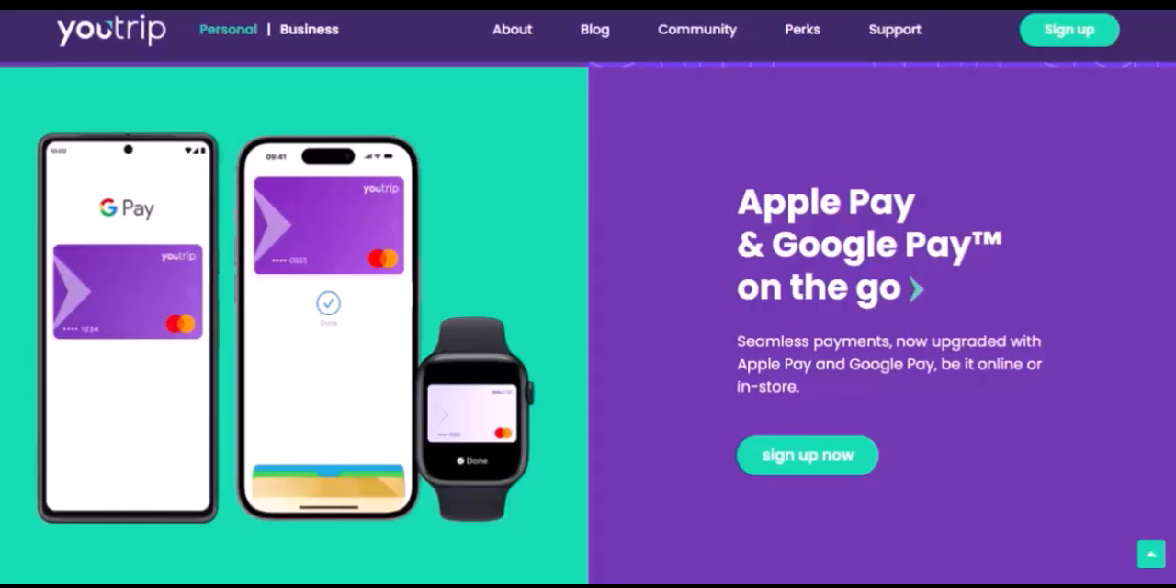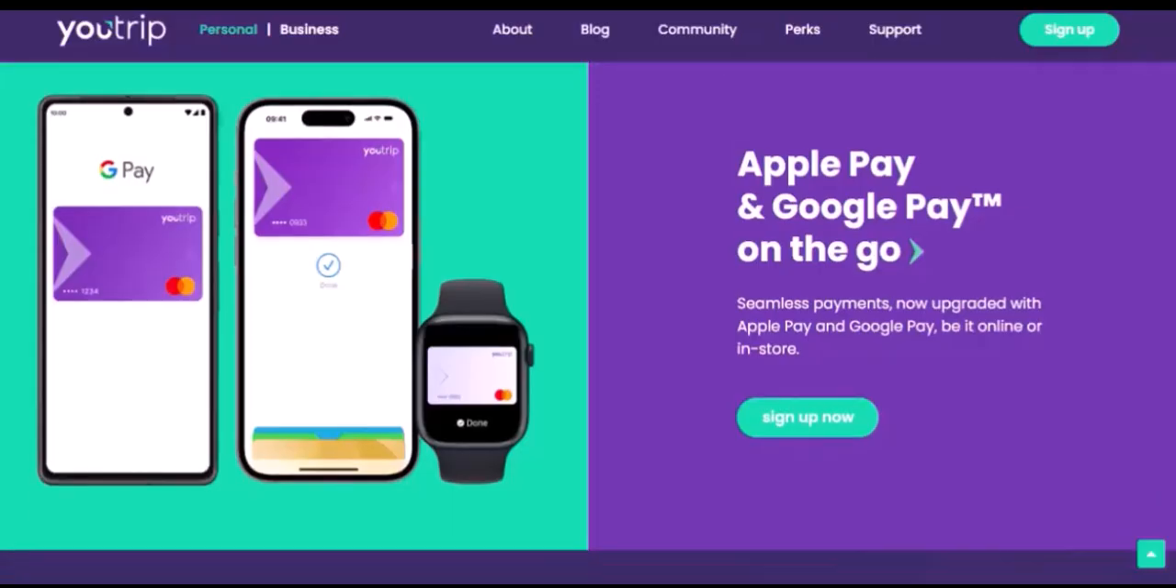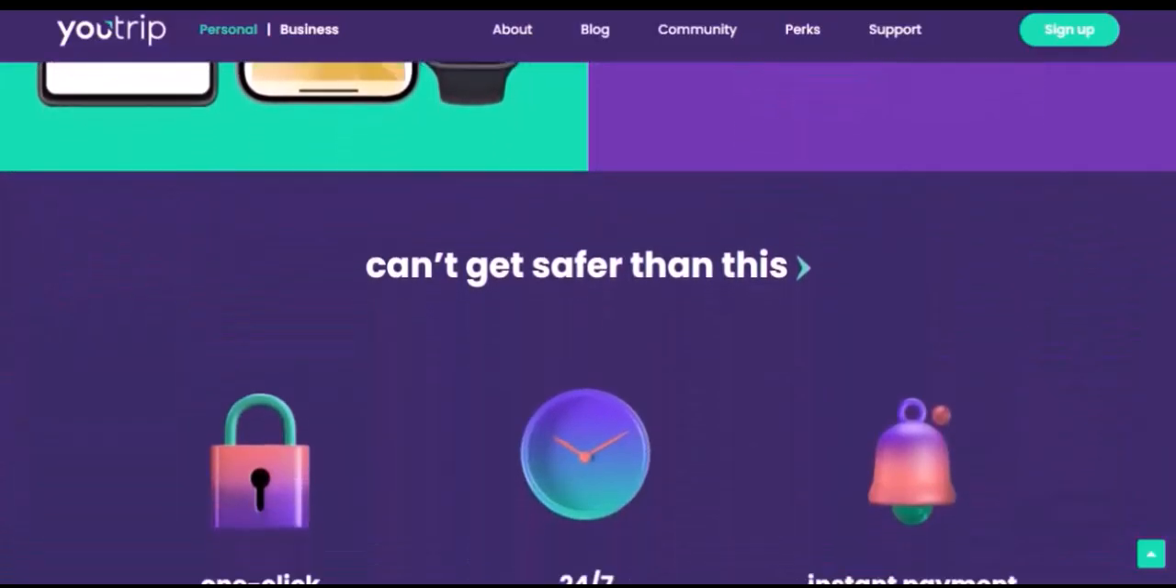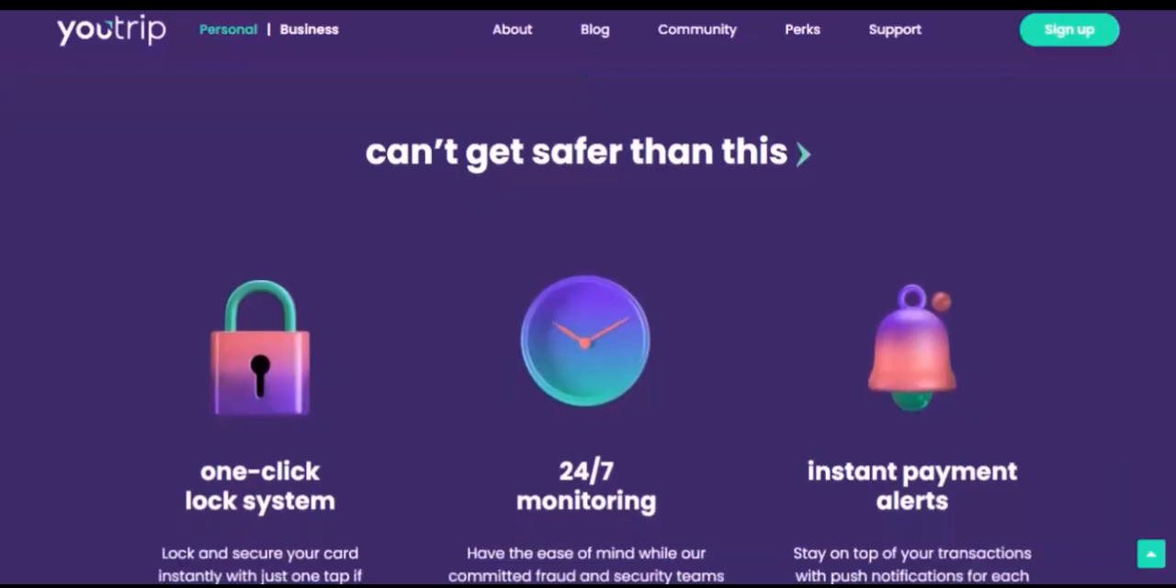Understanding your YouTrip limits is essential for smooth and hassle-free transactions. By being aware of these limits, you can plan your spending accordingly and avoid any surprises at the checkout or ATM. Remember to regularly check your app for any updates or changes to these limits. Staying informed will ensure that you can make the most of your YouTrip card and enjoy its many benefits.